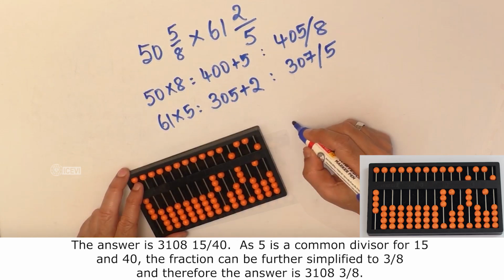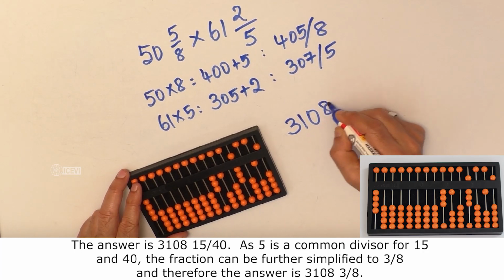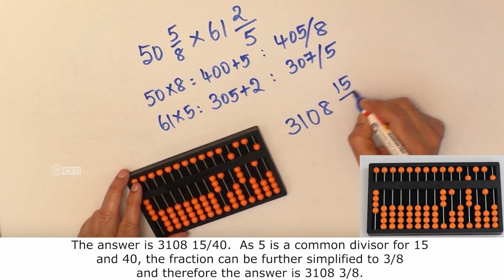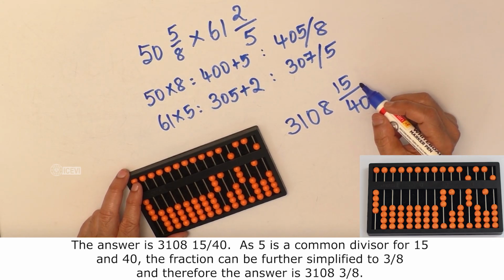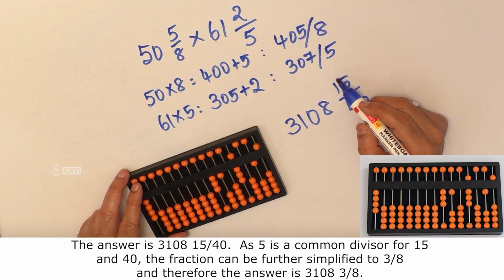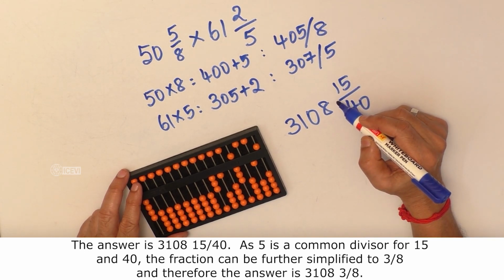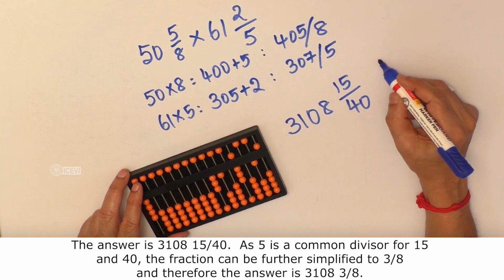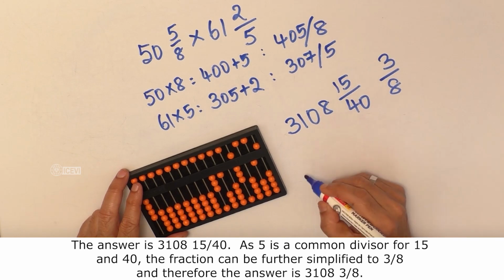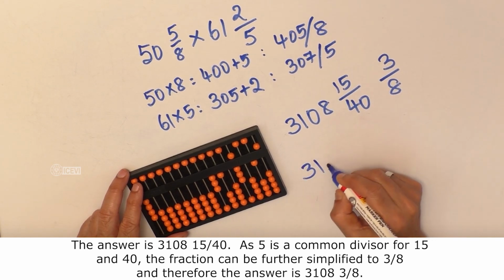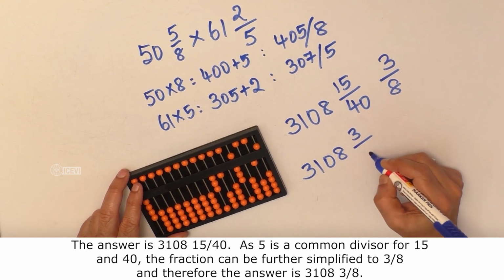The answer is 3108 15 by 40. As 5 is a common divisor for 15 and 40, the fraction can be further simplified to 3 by 8. Therefore, the answer is 3108 3 by 8.